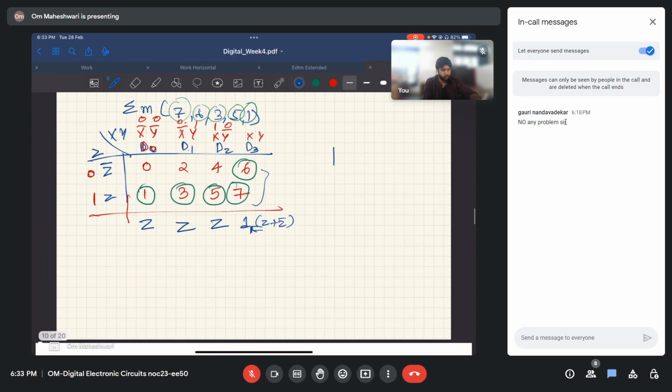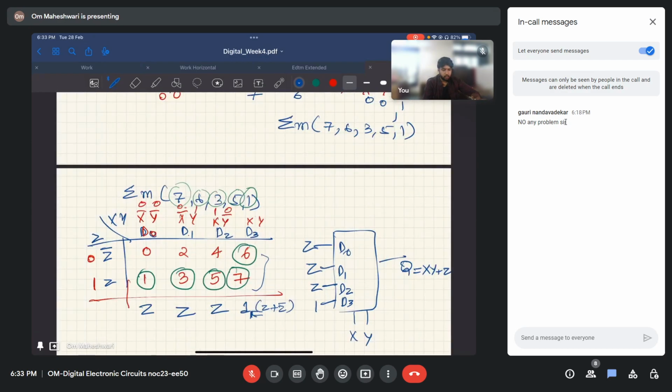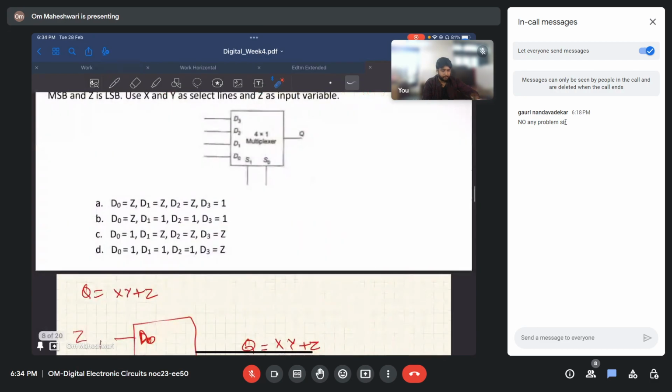So this is how our mux will look: D0, D1, D2, D3. Here we will give X and Y as selects, and Z, Z, Z, and 1 as inputs. And Q will be xy plus z. So is this question clear or do you want me to repeat it? This was the condition that we had to find. This A should be the answer.